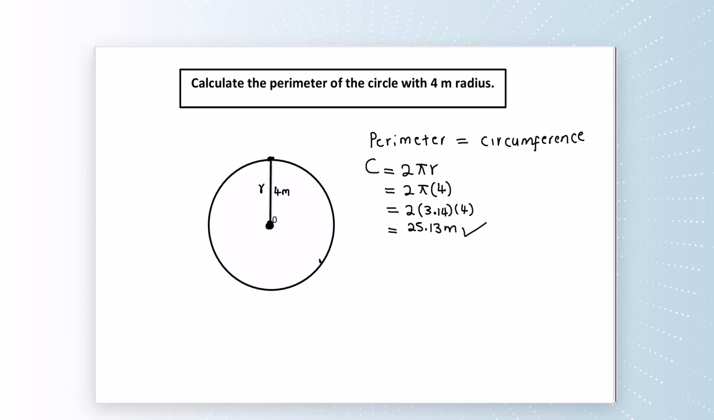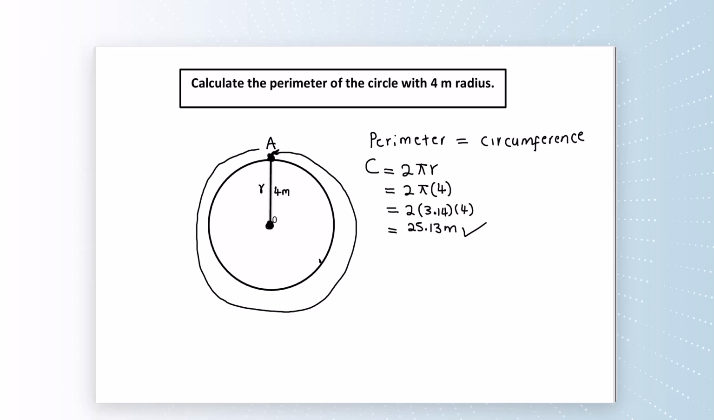That's how you get it. Again, if I was to start at this point A, go around the circle, and come back to the same point A, that means that length will be 25.13 meters. That is the circumference or the perimeter.